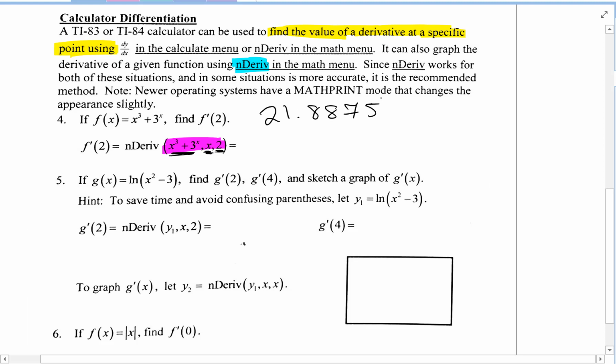21.8875. In the AP exam, you could leave it like this, or you can round or truncate, but no less than 3 decimal places. So this could equal 21.887, where I just literally cut off the 5, or this could be 21.888, where I round the 7 up because after it comes a 5.